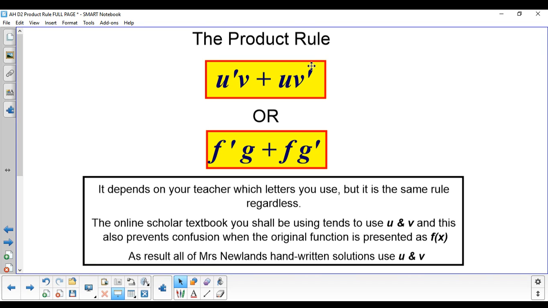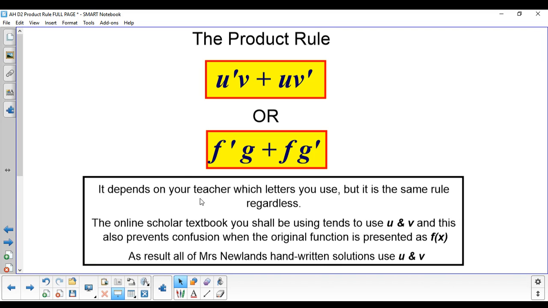The product rule can be written as u dash v plus u v dashed, or f dash g plus f g dashed, or a, b, p, q, r, s. It doesn't matter, it's the same idea. So it means the derivative of the first one multiplied by the second function, and then the first function multiplied by the derivative of the second function. It doesn't matter the letters you use, the notation you use, it does the same thing.